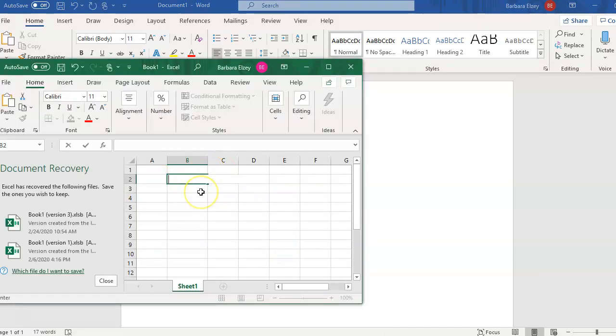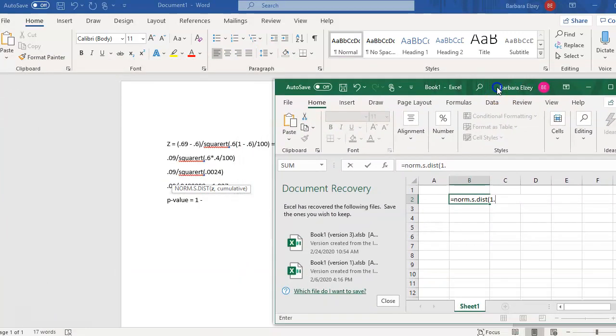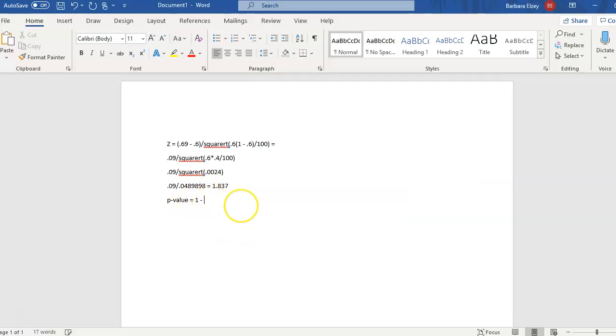So let's do that. Equal norm.s.dist 1.837, true. Oh, now it's hiding it from me, isn't it? And that gives me 0.9669. Okay, so 0.9669. Now let's go ahead and do that subtraction. 1 minus 0.9669. We get 0.0331.